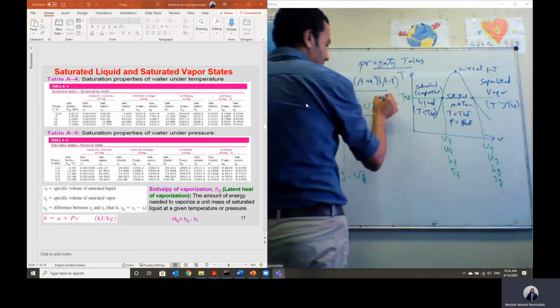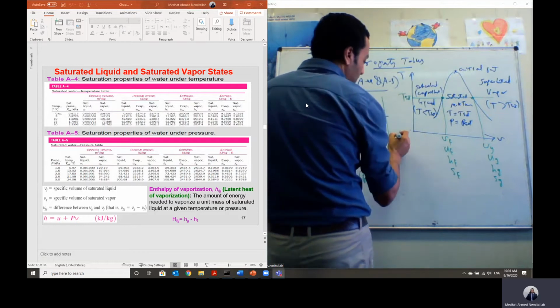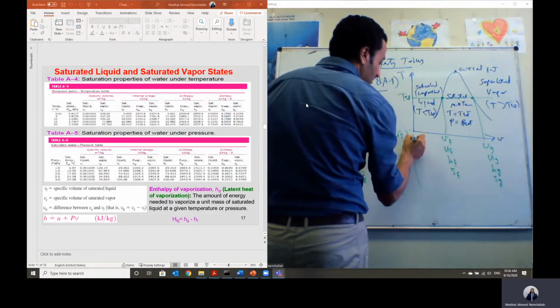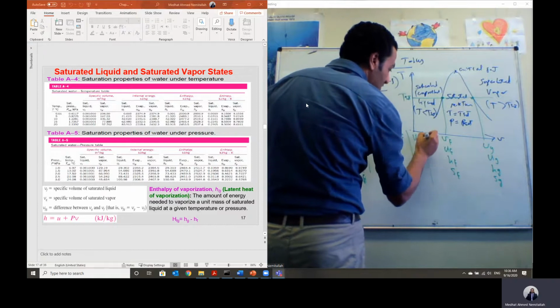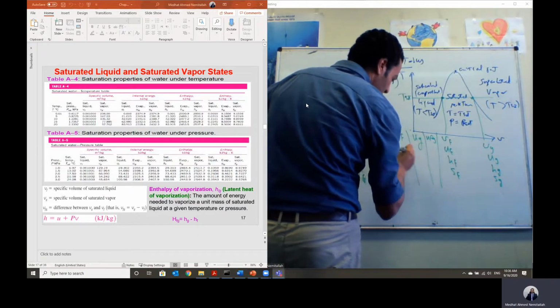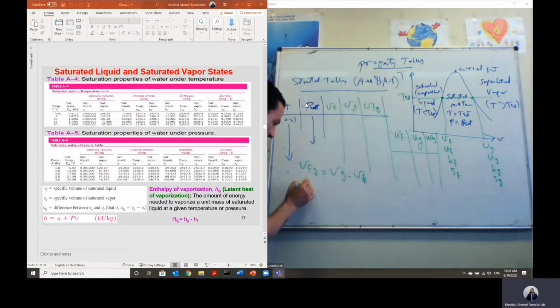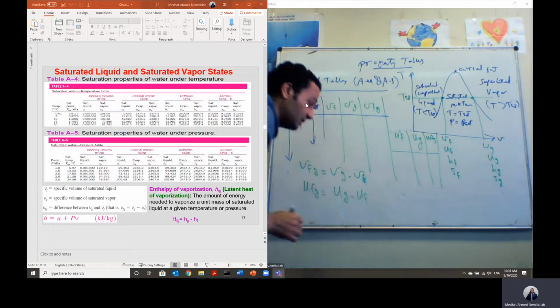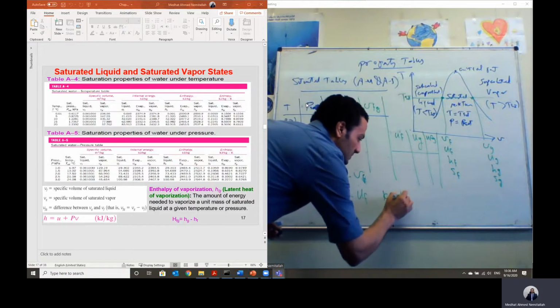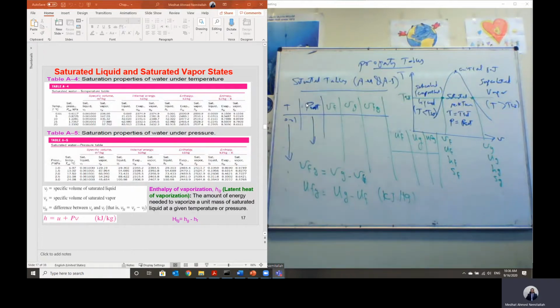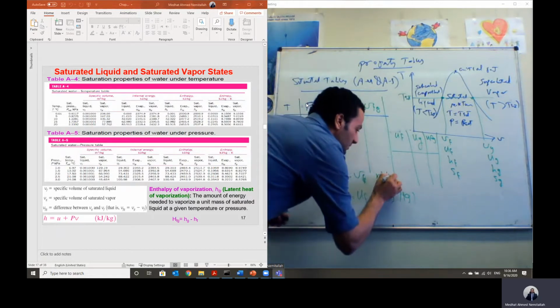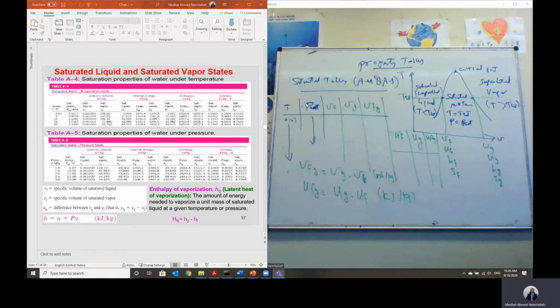Also beside this, you'll find the internal energy u_f, internal energy u_g, then it will give you u_fg similarly. So u_fg in this table is the difference between u_g minus u_f. The internal energy in the table, as I told you earlier, is a specific internal energy calculated in kilojoule per kilogram, and the specific volume is calculated in meter cubed per kilogram.